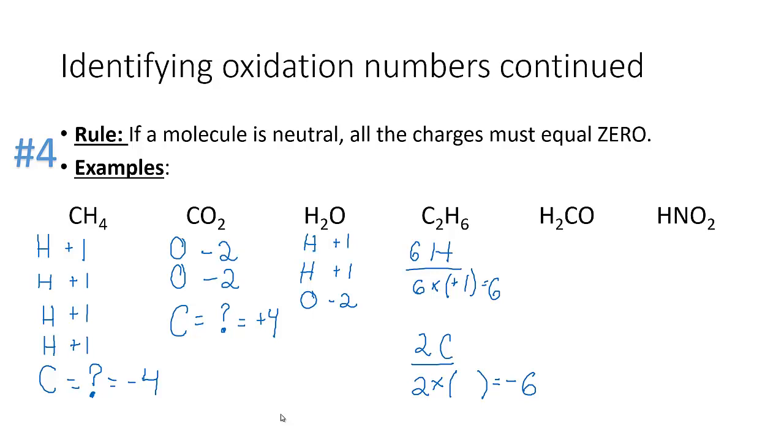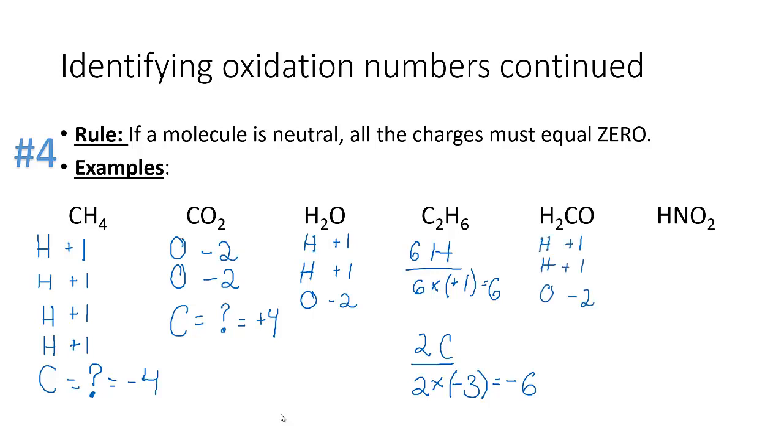So 2 times what number gives me -6? And you should have said 2 times -3 gives me -6. So that means each of my carbons has a -3 oxidation number, and each of my hydrogens has a +1 oxidation number. Let's do another one.